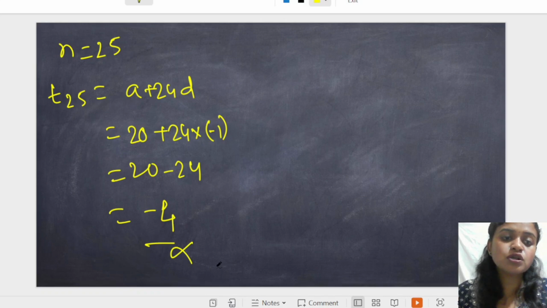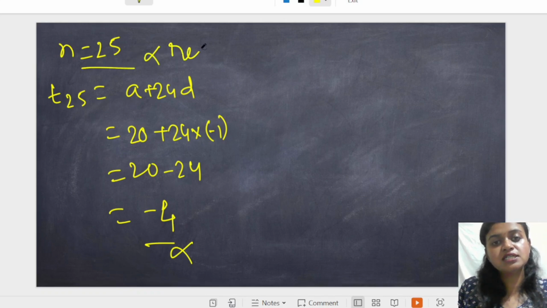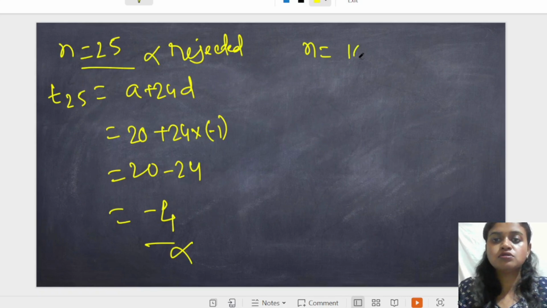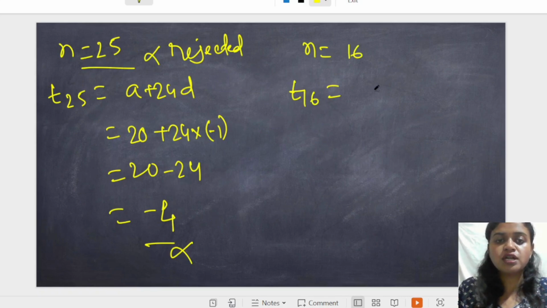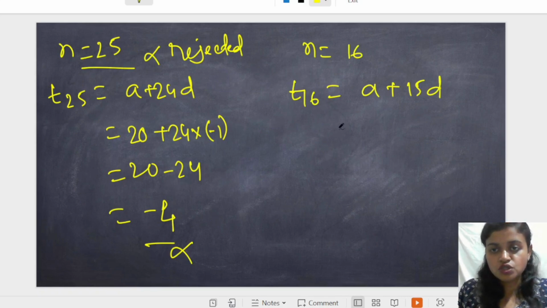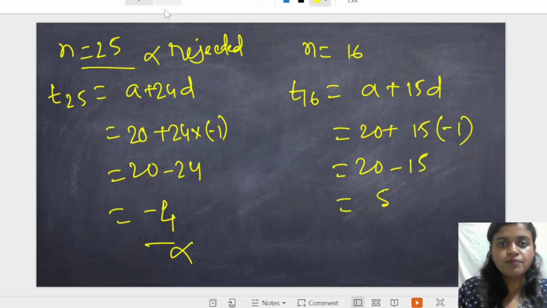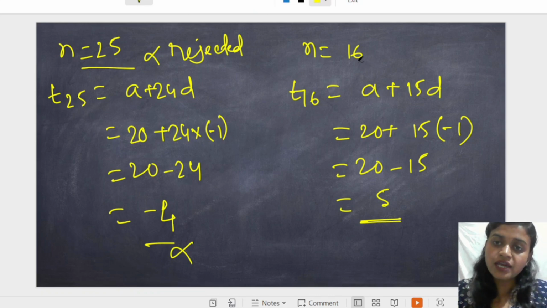Number of logs cannot be negative. That's why n equals 25 we cannot take. This is rejected. Now n equals 16. So T16 equals a plus 15d. So a is 20 plus 15 into minus 1. That is 20 minus 15, that is 5. So at the 16th row, there are 5 logs.